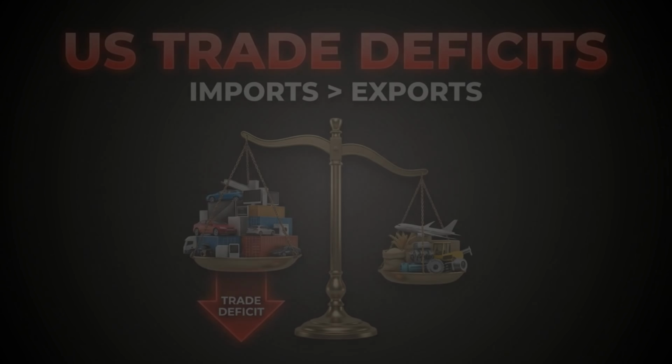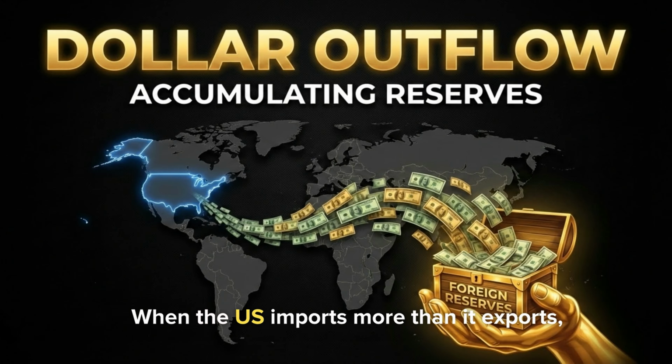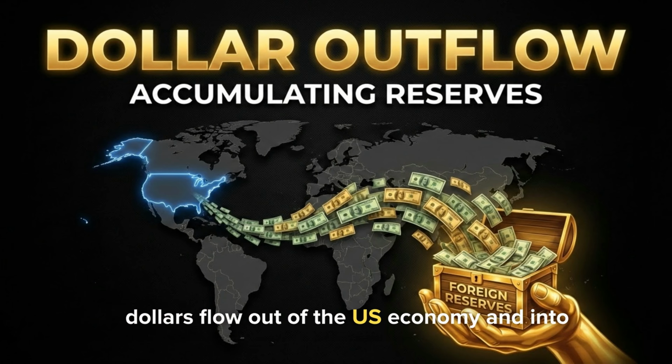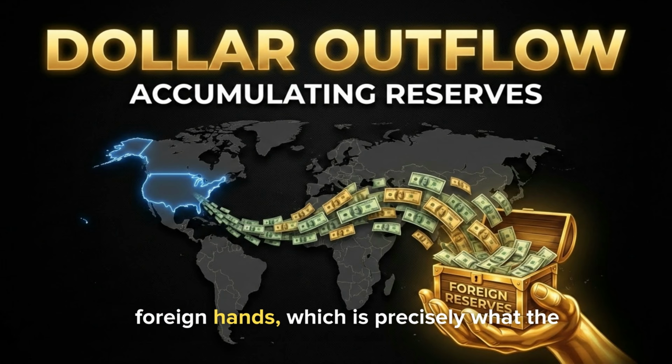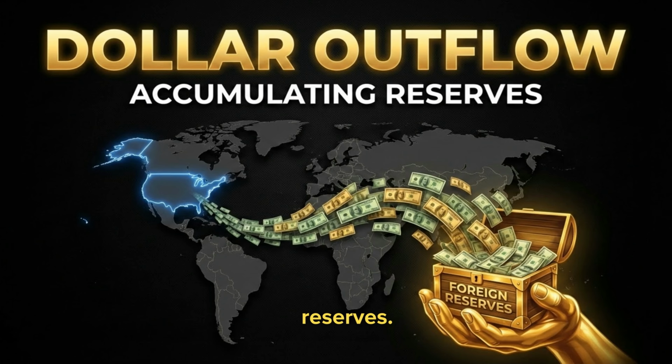But the only way for the United States to supply a constantly growing volume of dollars to the rest of the world was to run persistent trade deficits, to continuously import more goods and services than it exported. When the US imports more than it exports, dollars flow out of the US economy and into foreign hands, which is precisely what the world needed in order to accumulate dollar reserves.